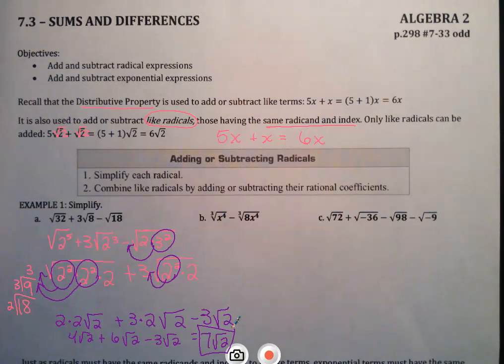What if you can't make things with a like radical? If you can't make things with a like radical, then they're simplified. Okay, that was simple enough.